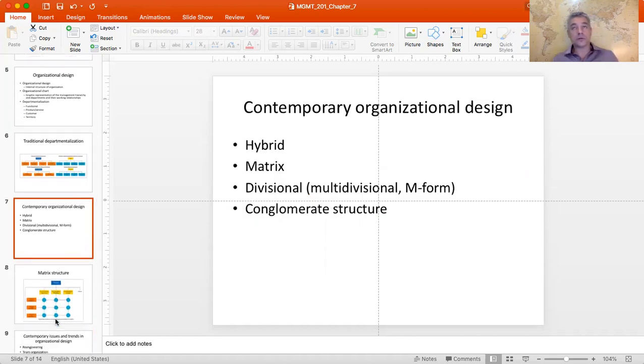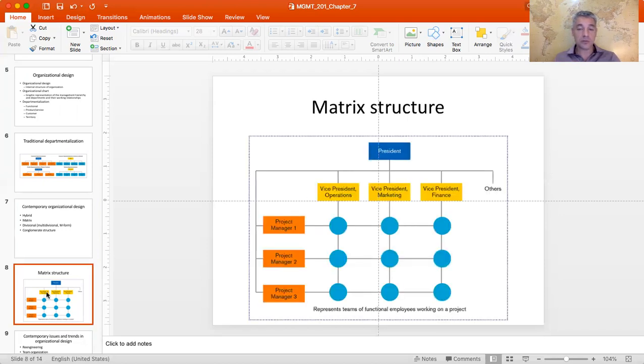That was the traditional approach to organizing. What you start seeing more and more now is blended organizational forms, such as hybrid organizations and matrix organizations. Matrix organization is the one that is probably misunderstood the most, so I want to spend a little bit of time talking about it. Again, this is a graphic representation of the matrix organization. The idea here is this.